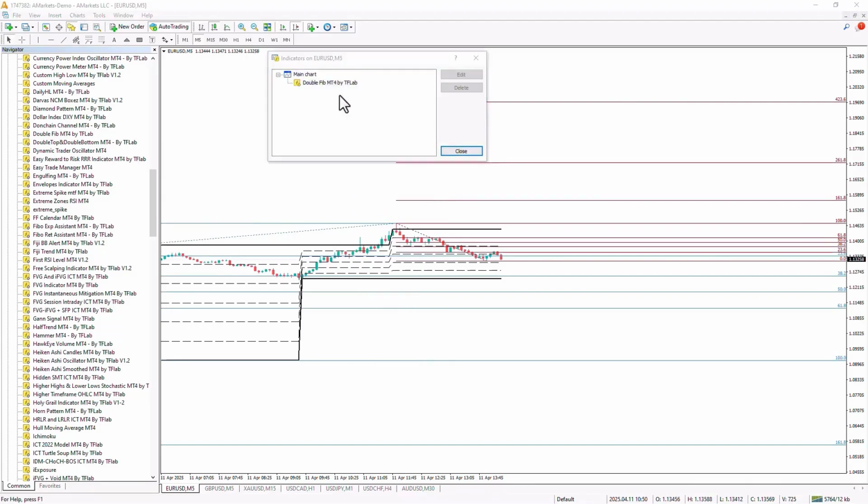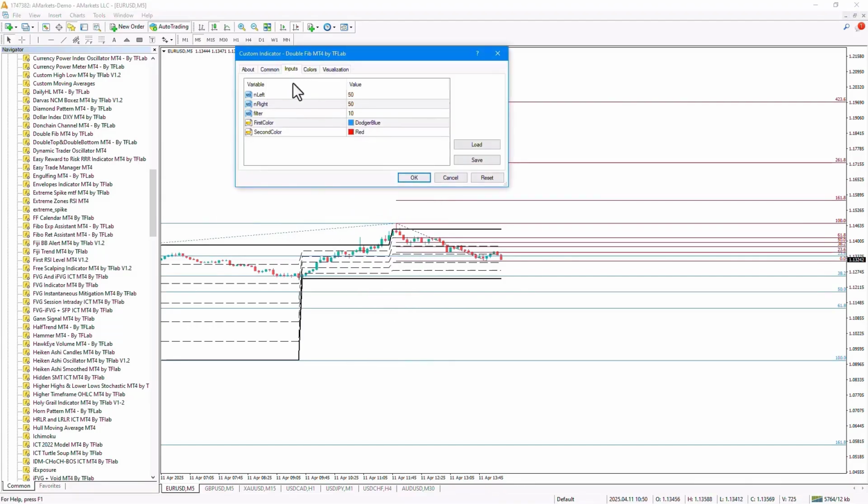In the settings section, under the Input tab, there are options available to us. The first option is N left, which is the minimum number of candles considered for identifying a high and low pivot on the chart and are reviewed.